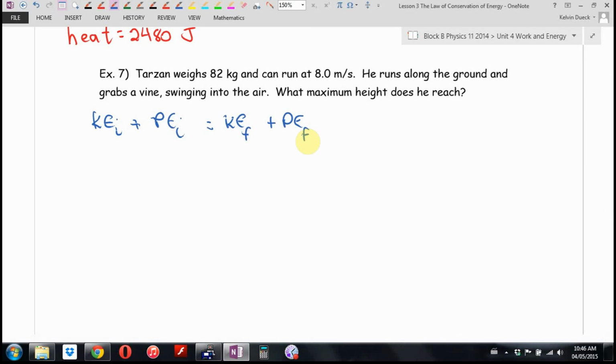Okay, so he's running, he's starting out how fast here? He has to have some speed, otherwise he's not going to swing. So I don't think initial speed is 0. But at the top of a swing for a split second, how fast will he be traveling? Okay, so we can say this.